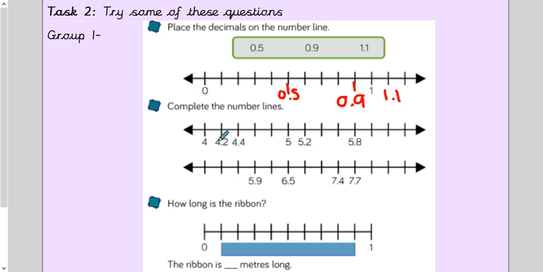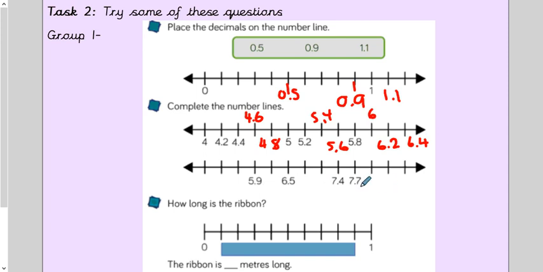Okay, complete the number lines. So 4, 4.2, 4.4. So it's going up in 2 tenths at a time. So this would be 4.6 and then 4.8. 5, 5.2, 5.4, 5.6, 5.8, and then it would go to 6, 6.2, and then 6.4.